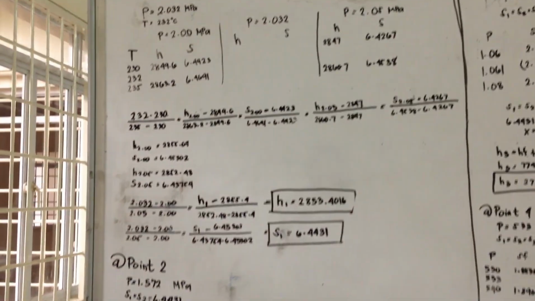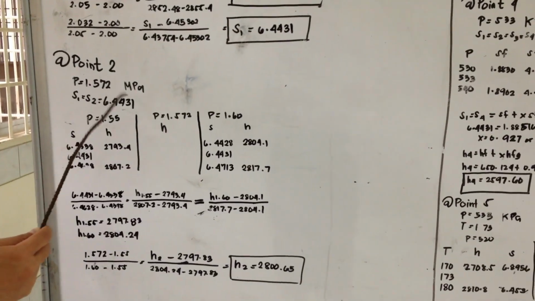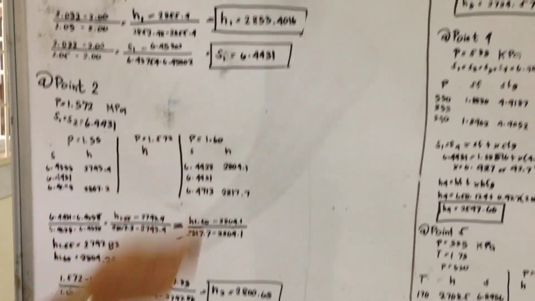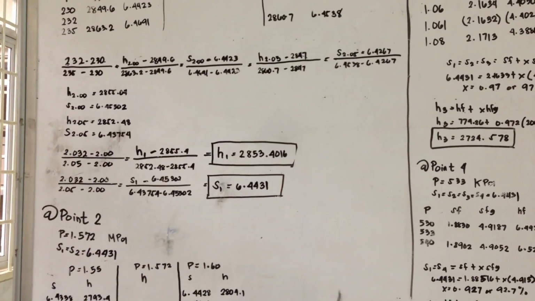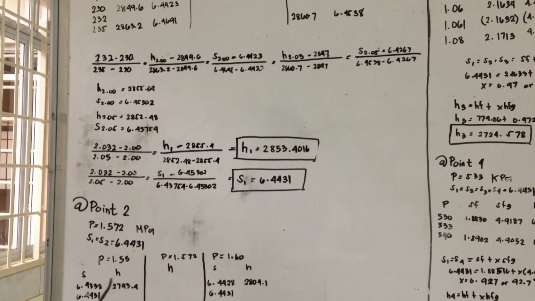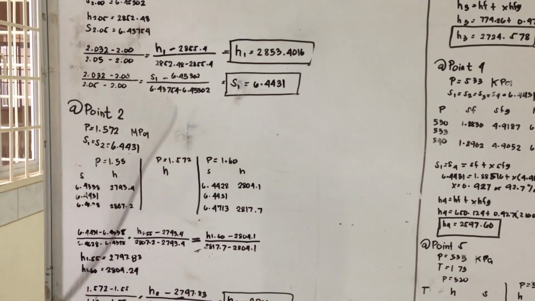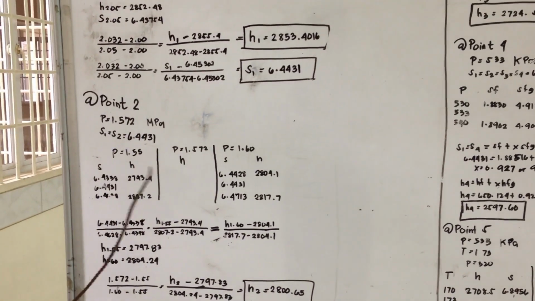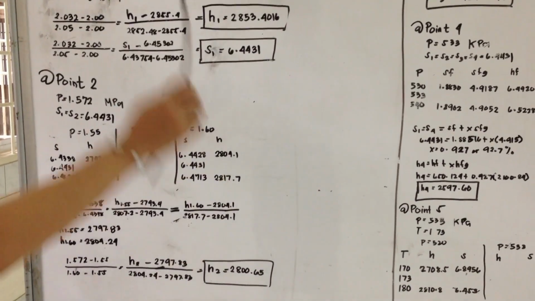So from point 2, we have a given pressure of 1.572 MPa, and also as I have said, S1 and S2 are equal. As you can see in the diagram, it just goes straight. In the TS diagram, the S is constant. So for P2, since we can't find the 1.572 in our state table, we have to use interpolation again. As I have said, it's just the same process as point 1.